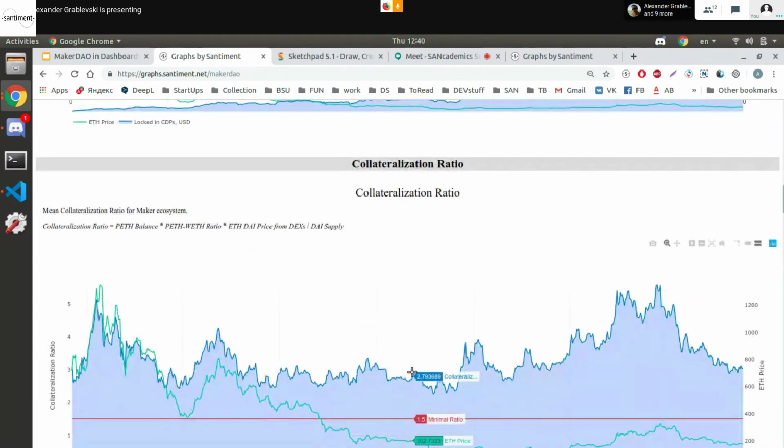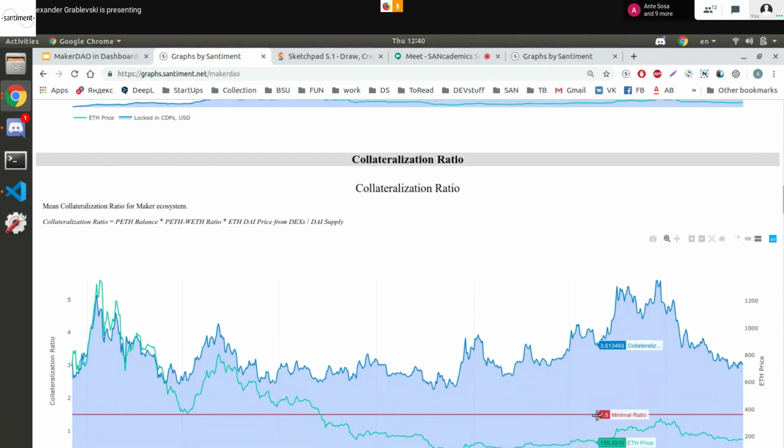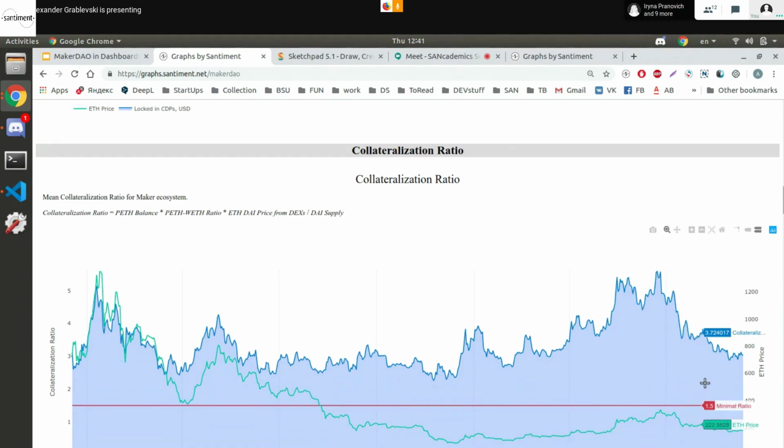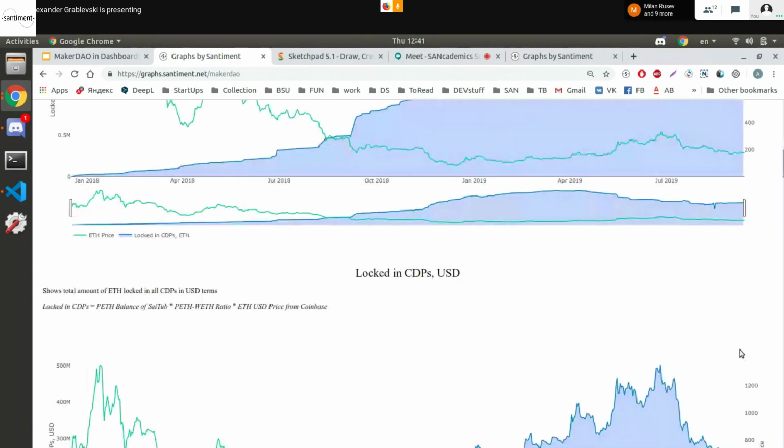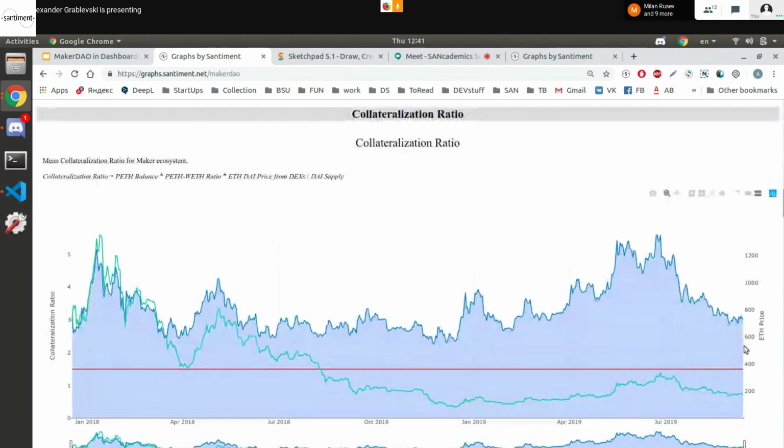Collateralization ratio. Let me remind you, this is the ratio at which CDPs are liquidated. Each CDP is liquidated when its collateralization ratio falls to 1.5. You see on this graph that the mean collateralization ratio is much more than 1.5, so we can see that a lot of CDPs are protected. The current collateralization ratio is 3, so for each DAI that is issued, we have $3 backed.